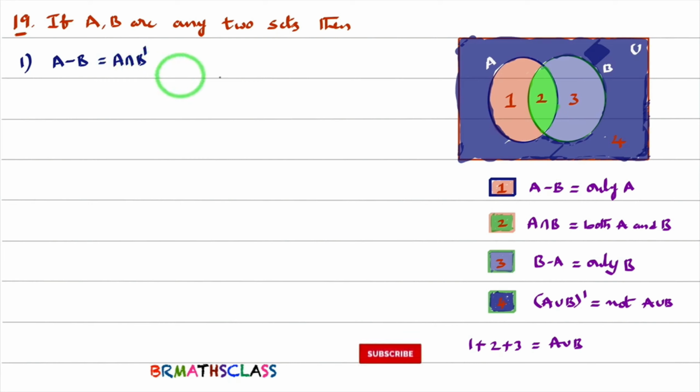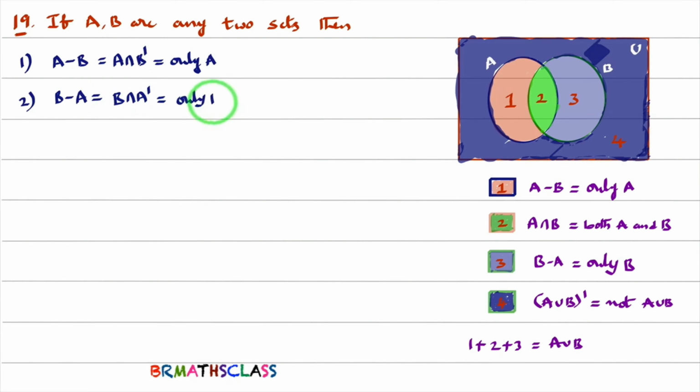A and not B is nothing but this part 1 only. Please try to understand what I am trying to say. A minus B can be written as A intersection B dash. Similarly, what do you say about B minus A? B minus A means all the elements present in B but not in A. This can be written as B intersection A dash. What does it mean? B but not A. So we can simply say it is nothing but only B.